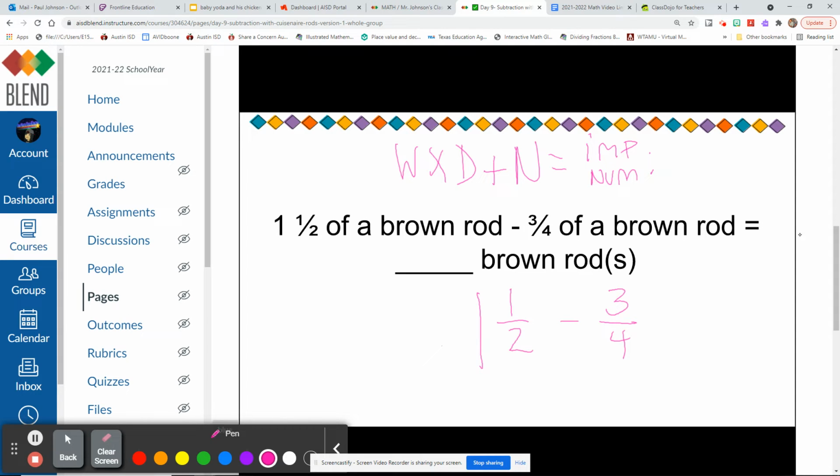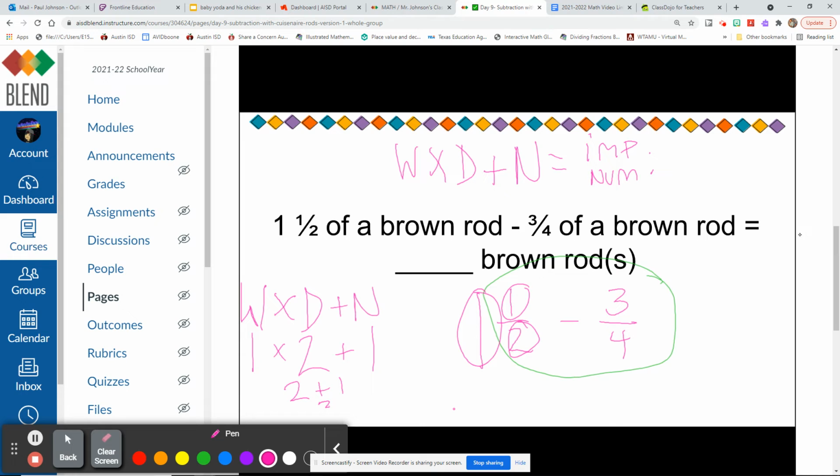The reason why is if we're looking at 1/2 minus 3/4, 3/4 is larger than 1/2, so we cannot take away 3/4 from 1/2 without going negative. So the first thing we're going to have to do is turn 1 1/2 into an improper fraction. The way that we're going to do that is we're going to multiply our whole 1 times our denominator. Let me just say whole times denominator plus numerator. All right, so our whole is 1, our denominator is 2, and our numerator is 1. So 1 times 2 is 2, plus 1 is 3.